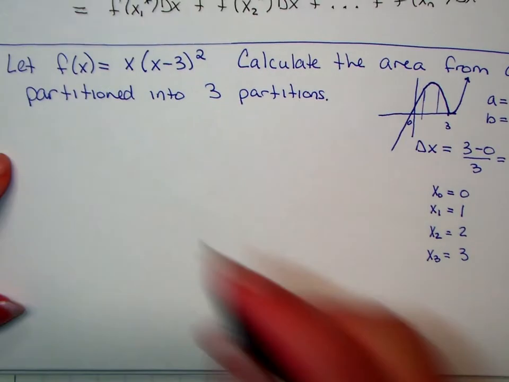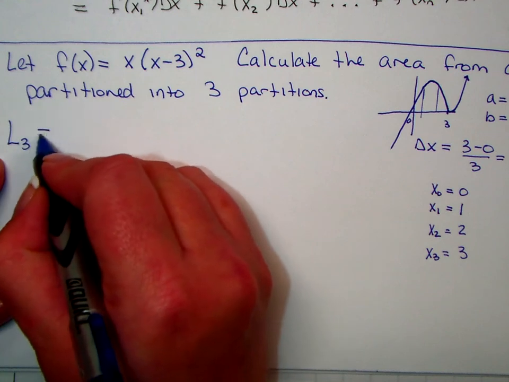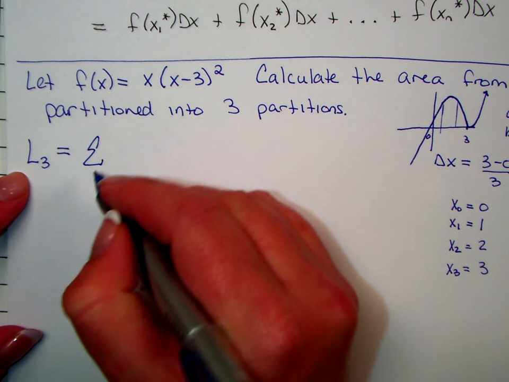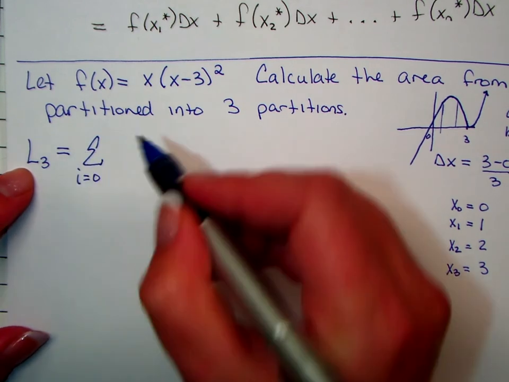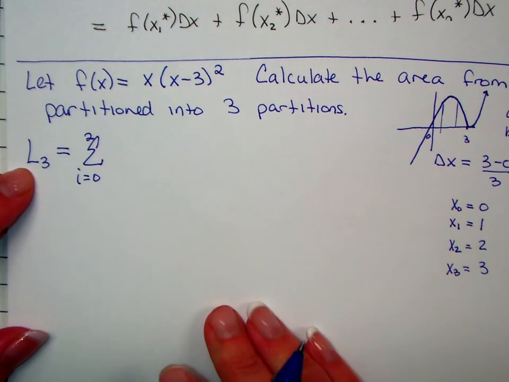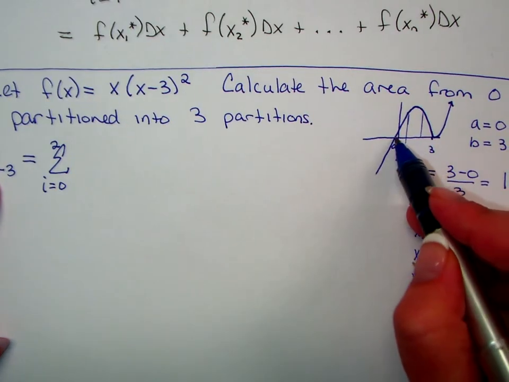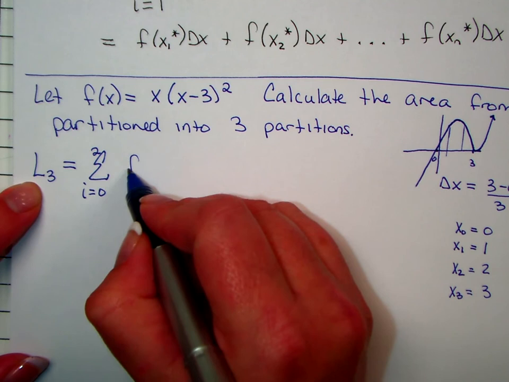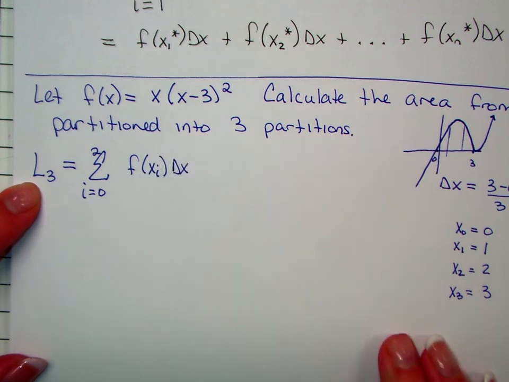So what we want to do is calculate the area from 0 to 3, partitioned into 3 partitions. So let's do left-hand endpoints first, all right? So the left-hand sum is the sum from i equals 0, and then the top is n minus 1, so basically that's 2, right? So for the left-hand side of these rectangles, we're going to use 0, 1, and 2 basically, right? And we're going to do the function at x sub i times delta x, right?